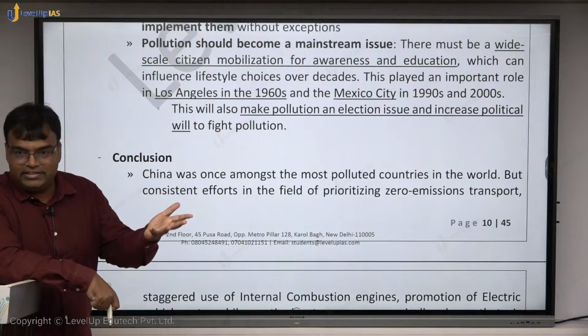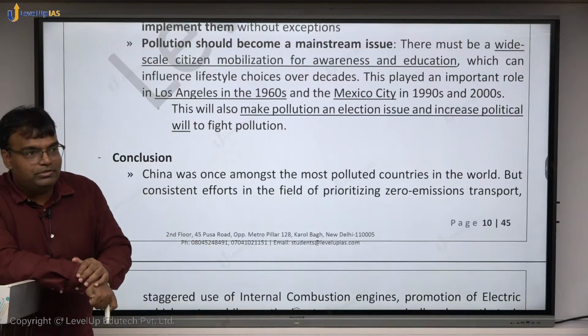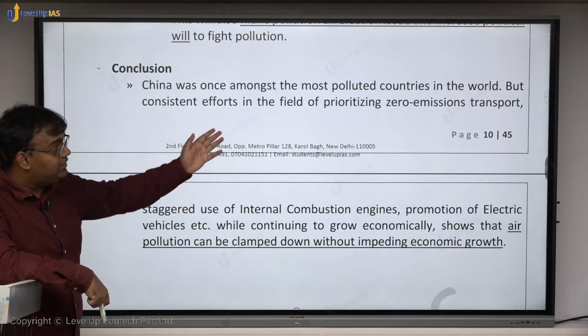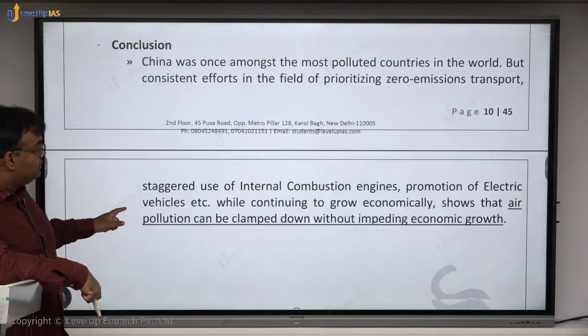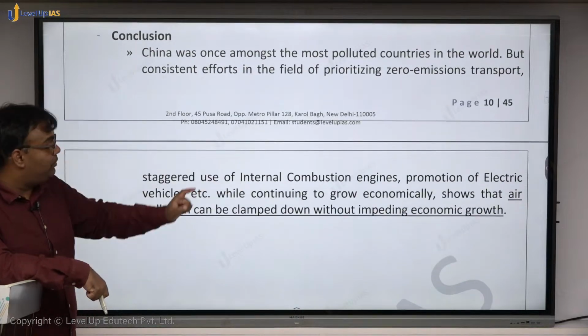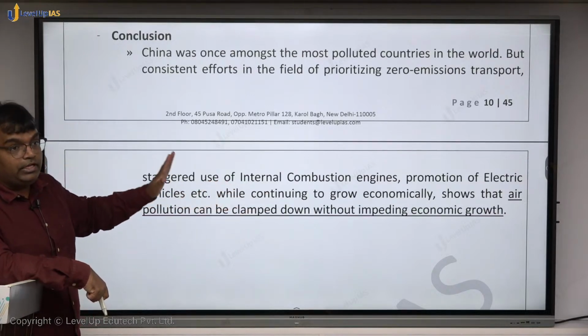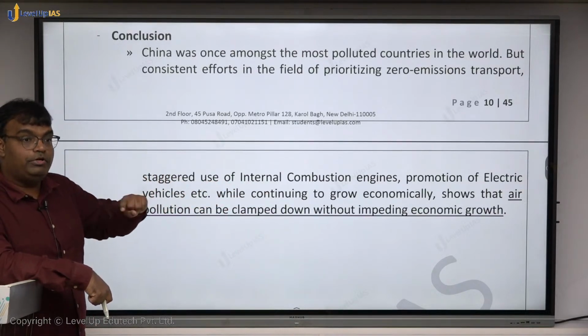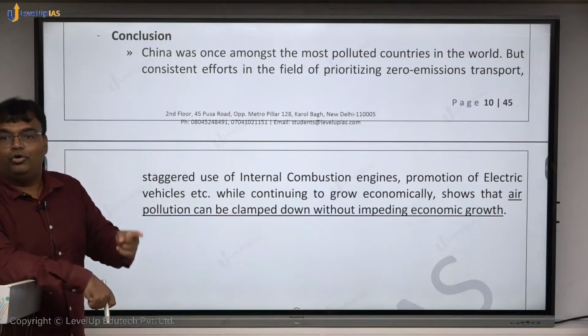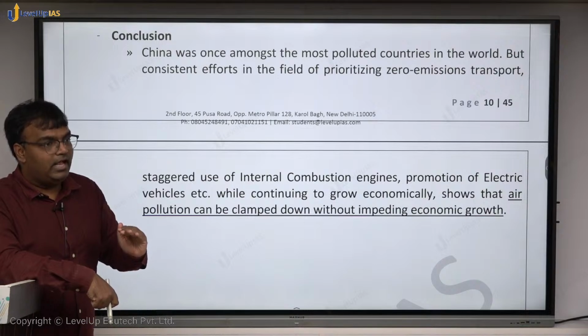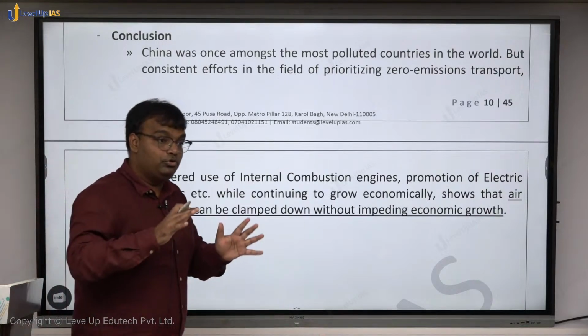उन्होंने भी तो इंडस्ट्रियलाइज किया है ना अपने आप को, उनका भी पॉपुलेशन बूम आया था. They also faced this issue, but now by prioritizing zero emission transport, staggered use of internal combustion engine, promotion of electric vehicle, while continuing to grow economically, they were able to clean their air. It shows that economic development can happen along with cleaner air, and we should learn from these international examples to focus on that.